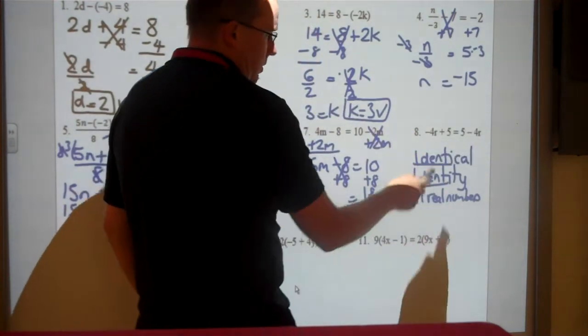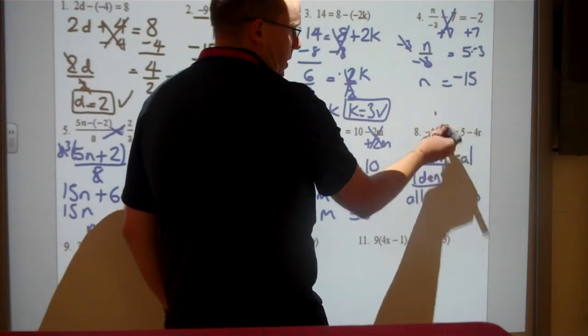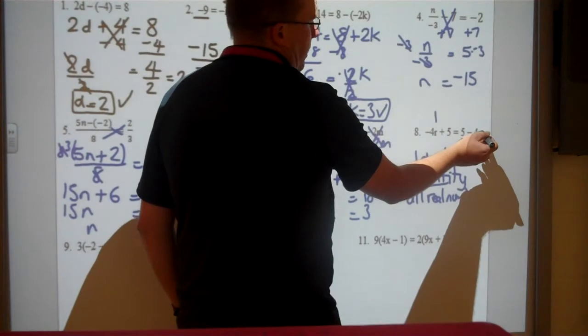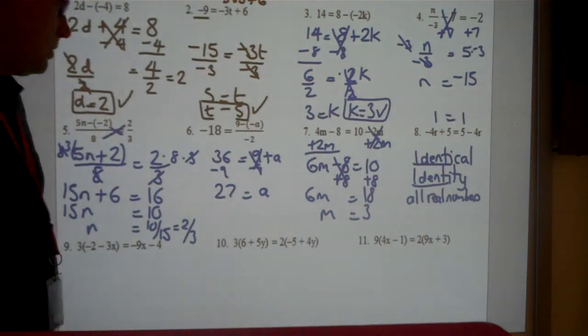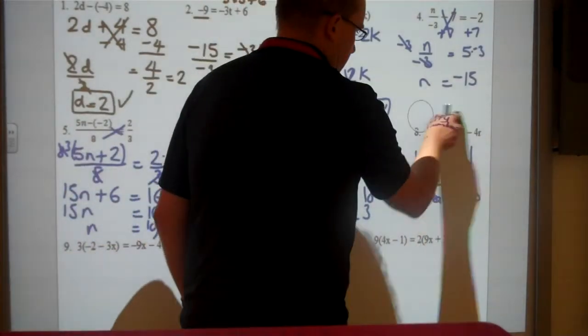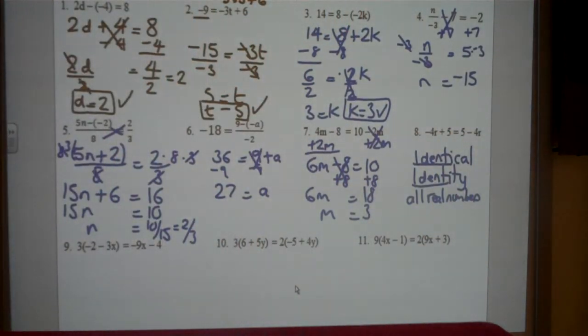If I was to plug in 1 into here, -4 times 1 is -4, plus 5 is 1, and 5 take away 4 times 1 is also 1. And actually you could try that for any number in the world and that would also work, and that's because these two things are identical. So obviously the left hand side is going to equal the right hand side. And I'm going to pause the video after the 8th question.